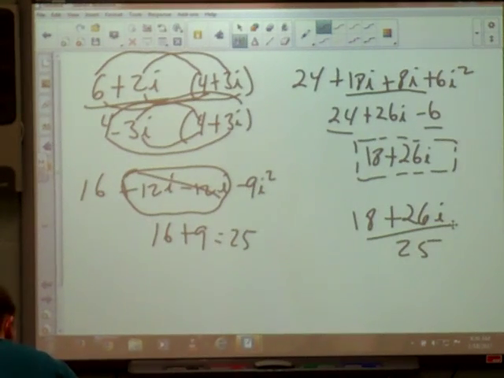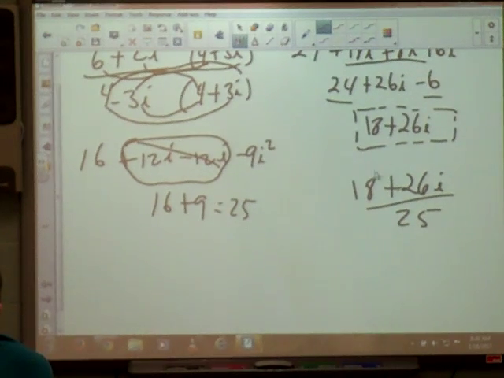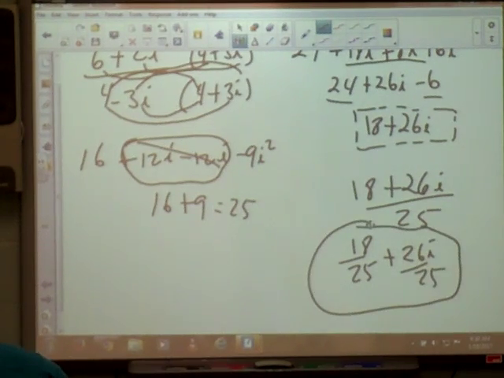Now, I usually leave my answer like that, but that doesn't look much like the standard form because it's not split up. So on multiple choice, you're probably going to see this as 18 over 25 plus 26i over 25. Because that's what they mean, the same thing. That one is just more correct in standard form. All right, you're doing good. Hang with me. We've got one more thing to talk about.